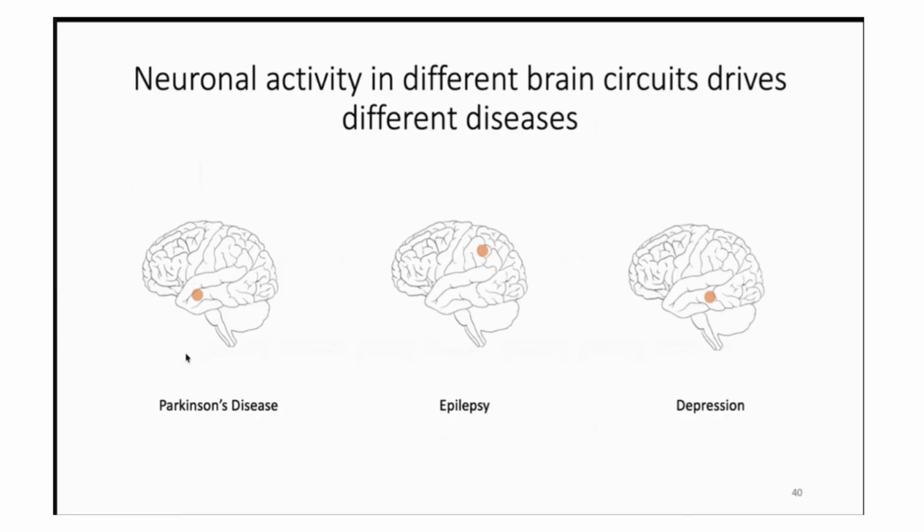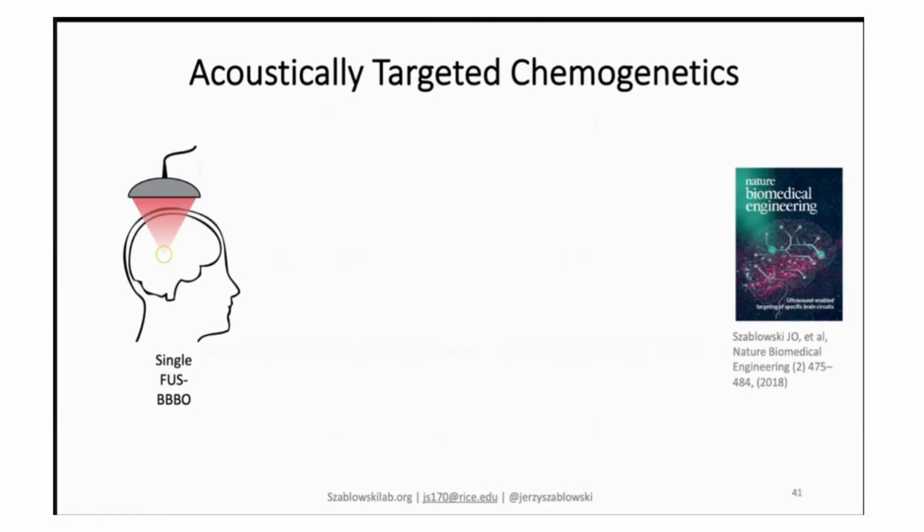And if you can target at the right place, then you can have a non-invasive equivalent of all these DBS scenarios that people have been trying to do. And so this is how acoustically targeted chemogenetics came to be. The idea is that you can use focused ultrasound to open the BBB locally. That allows for delivery of gene therapy into the brain.